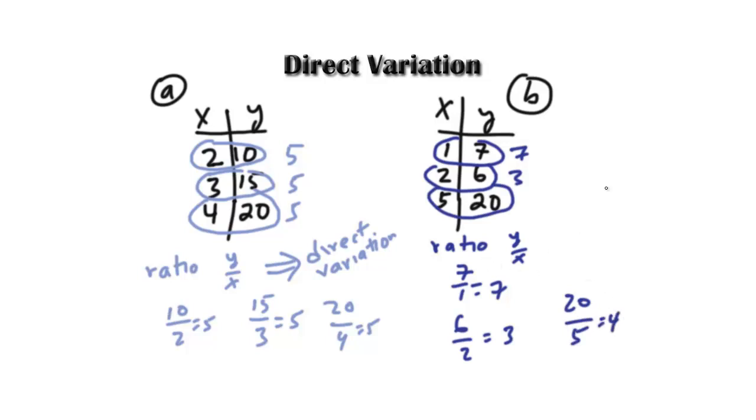And if you notice, this one's a 7, and this one's a 3, and this one's a 4. So they're all different, 7 here, 3 here, 4. They're all different. So not the same ratio for all the data pairs. So if that's the case, then this is not a direct variation. Okay? And we're done.